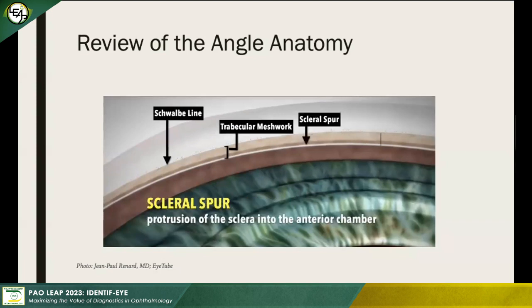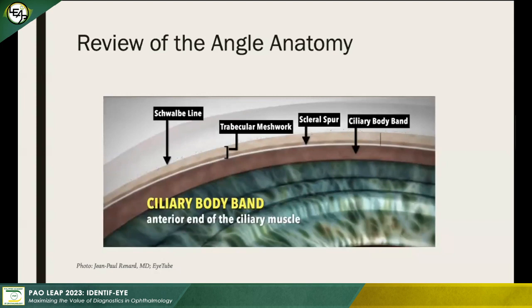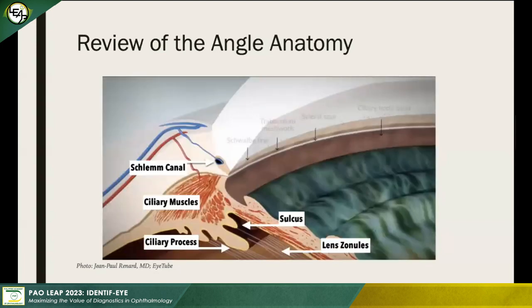Posterior to this is the scleral spur, a protrusion of the sclera into the anterior chamber. And more posterior to that is the ciliary body band, which marks the anterior end of the ciliary muscle. Though not immediately visible on gonioscopy, knowledge of adjacent anatomic structures and their relationship to the anatomic landmarks are important in understanding the pathologic variations in the appearance of the angle.